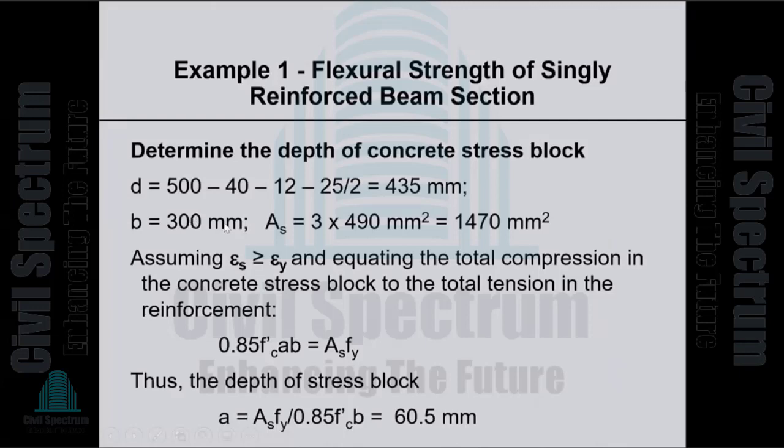The width of the beam is 300, and the three number 25 bars have a total cross-sectional area of 1470 square millimeters. Assuming that the tension reinforcement yields, this is our force equilibrium equation. This is the concrete compression force. This is the tension steel force. There is nothing else, no compression reinforcement or anything like that. So we are just saying compression force is equal to tension force. That will give us the stress block depth, and that comes out to 60.5 millimeter stress block depth.